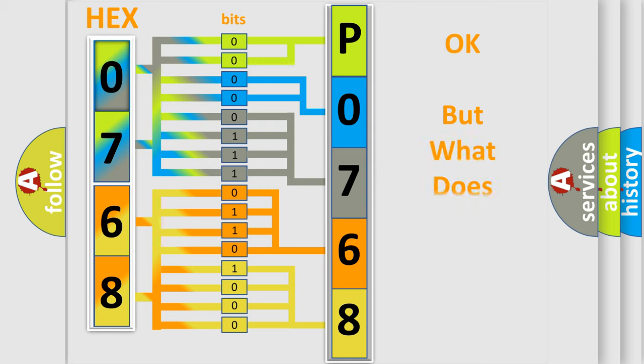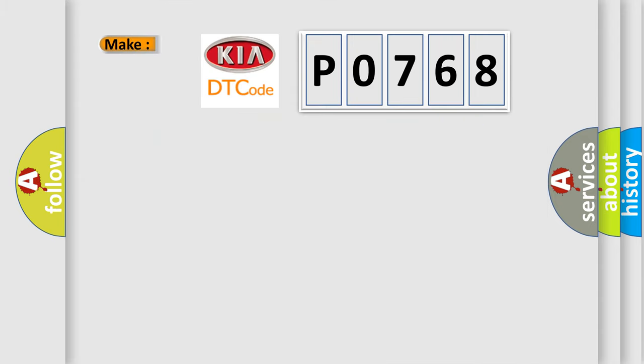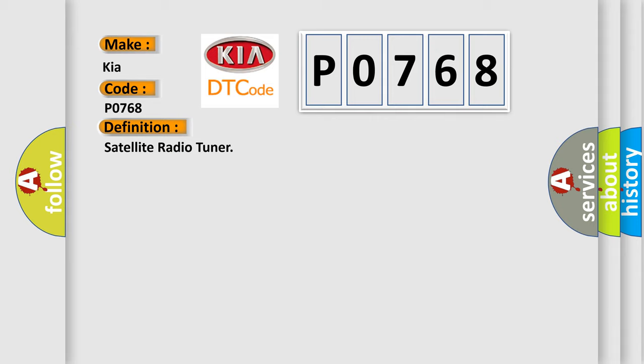The number itself does not make sense to us if we cannot assign information to what it actually expresses. So, what does the diagnostic trouble code P0768 interpret specifically for Kia car manufacturers? The basic definition is satellite radio tuner. And now this is a short description of this DTC code.